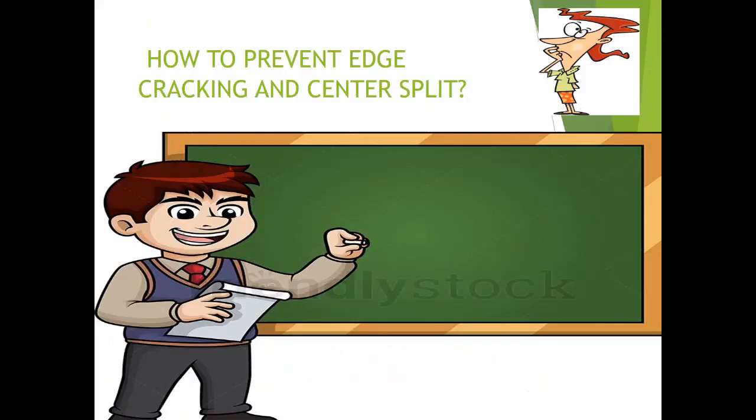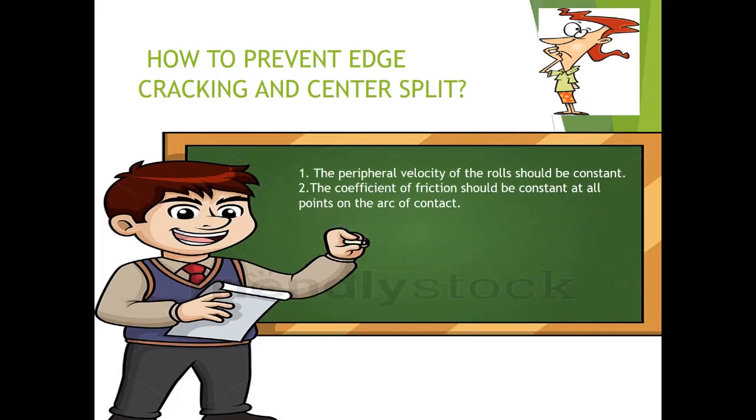How to prevent edge cracking and center split? The peripheral velocity of the rolls should be constant. The coefficient of friction should be constant at all points on the arc of contact.